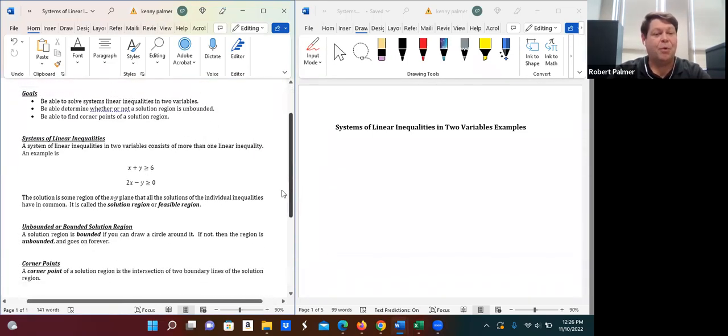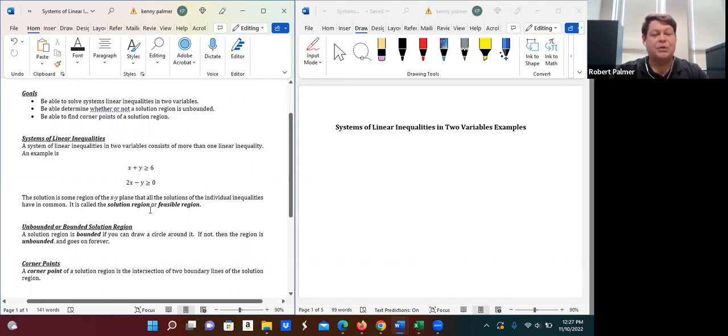A system of linear inequalities is basically when you have more than one linear inequality. In a previous video, we learned how to solve each one independently, but now I want to take a look at both of them together and find the x and y coordinates that satisfy both of these at the same time.